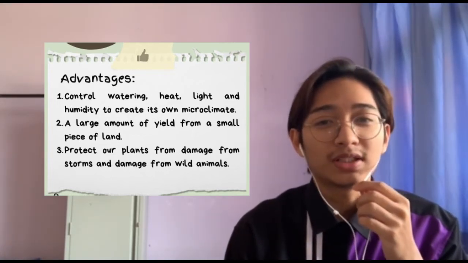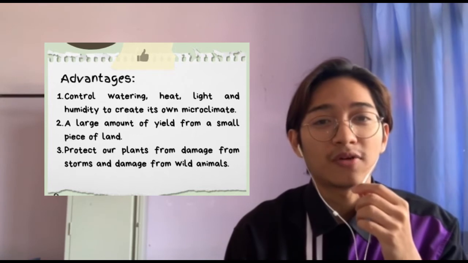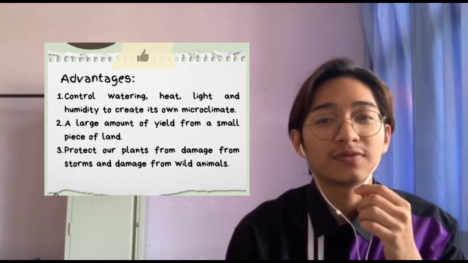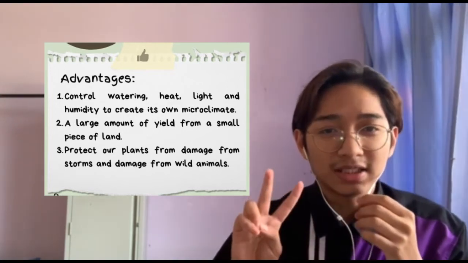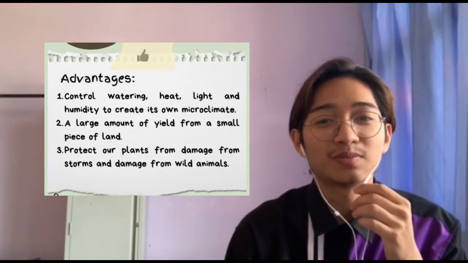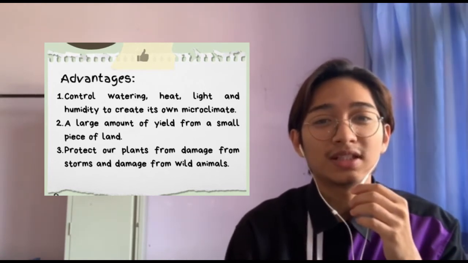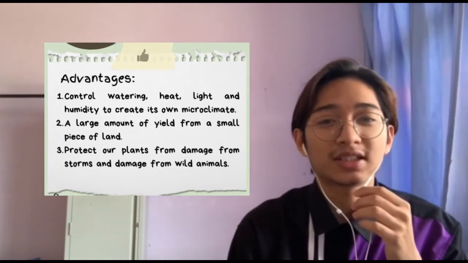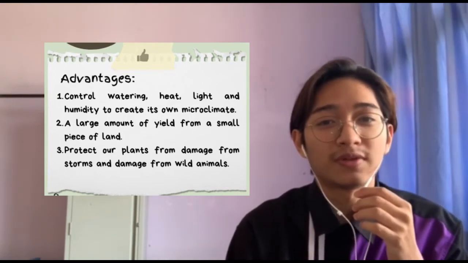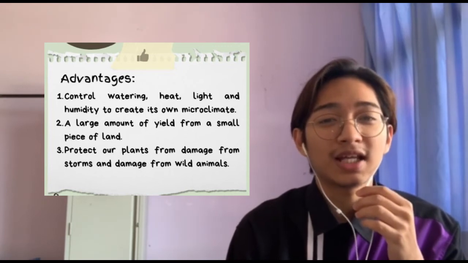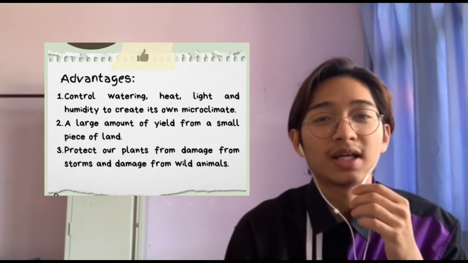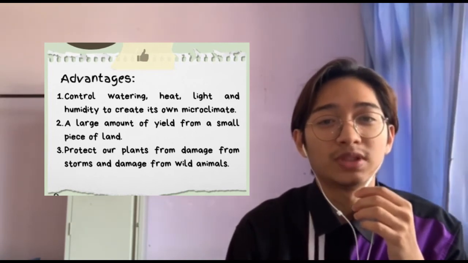We can grow vegetables or flowers out of season as well as types of yield that would not normally thrive in our climate. The second is if we have a relatively small plot of land, efficiently designed sheltered agriculture can provide a large amount of yield from a small plot of land. The last one is that sheltered agriculture also protects our plants from damage from storms and damage from wild animals.